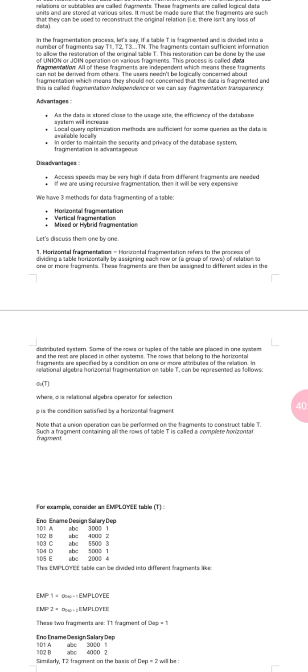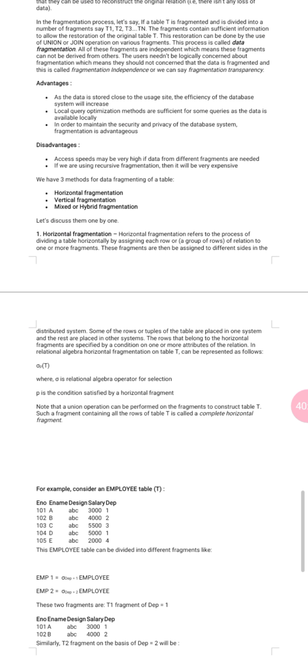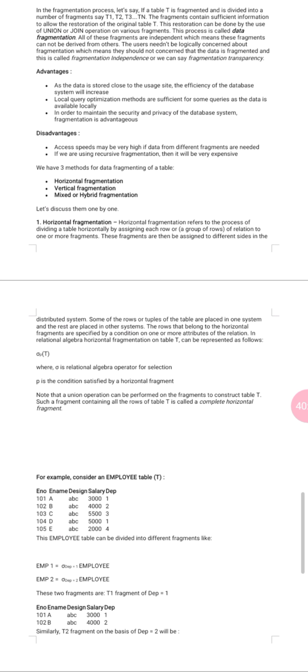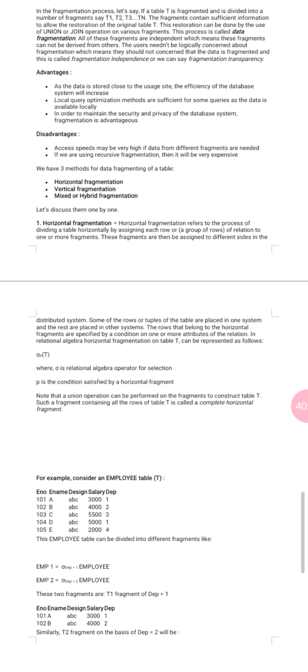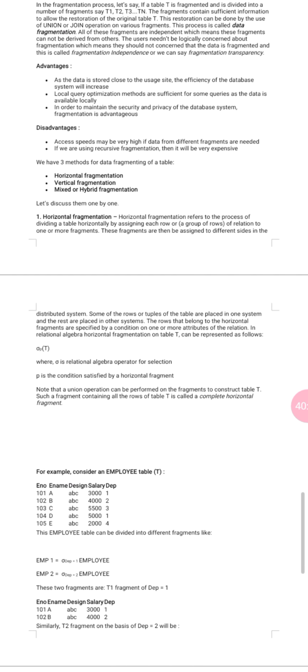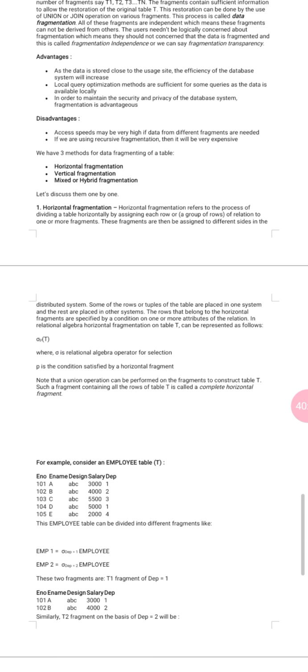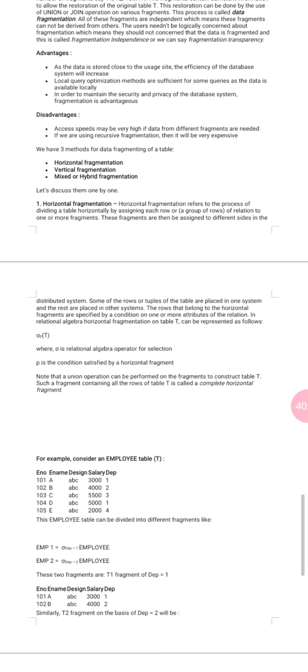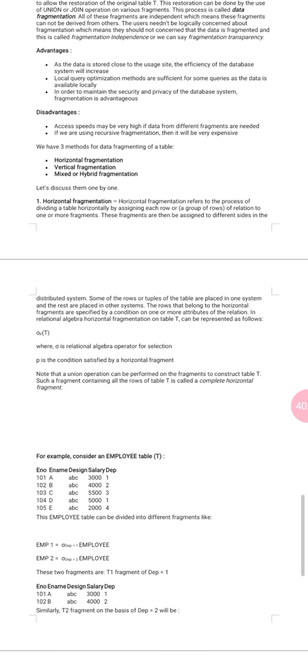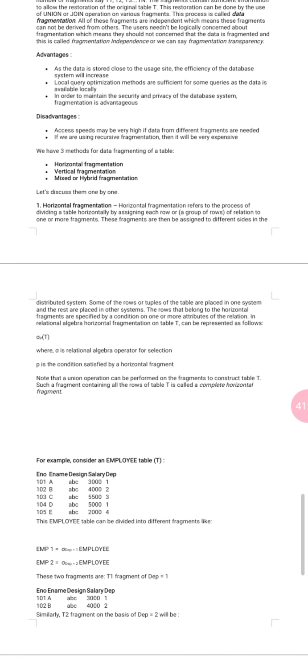Clear? All of these fragments are independent, which means these fragments can be derived from others. The user need not be logically concerned about fragmentation, which means they should not be concerned that the data is fragmented, and this is called fragmentation independence, or we can say fragmentation transparency. Clear?